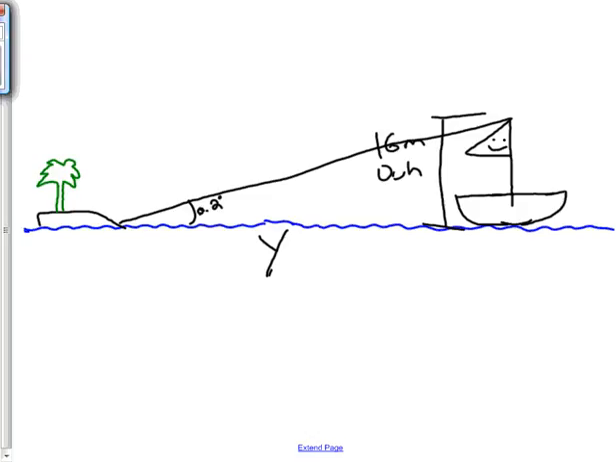Okay, now how do we find that Y? We know our side, we know our angle. We know that 16 meters is here. Now we find this. Tan, right. We use tan because we know the angle. Tan of 0.2 is equal to 16 over Y.